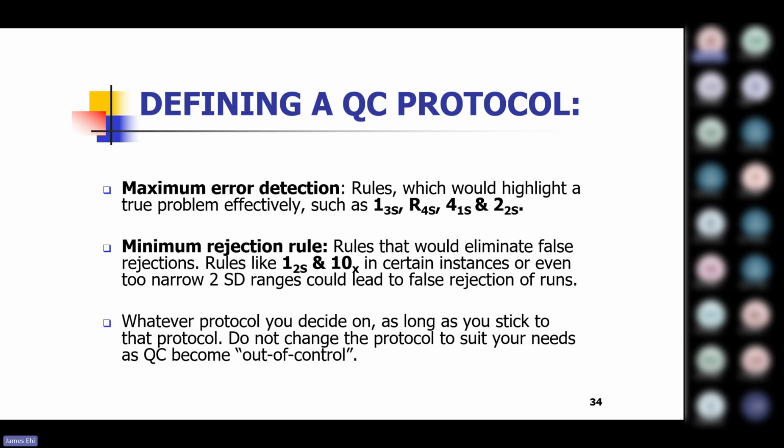Now, two things are important if you must have a defined QC protocol for your laboratory. One, you need to set up what we call maximum error detection rules and what we also refer to as minimum rejection rules. Maximum error detection rules are rules which highlight a true problem effectively, such as 13S, R4S, 41S, and 22S. My dear, the moment you are on any of these four, please stop, troubleshoot, find out the problem, fix it before you commence running patient samples. You might just be harming a patient somewhere.